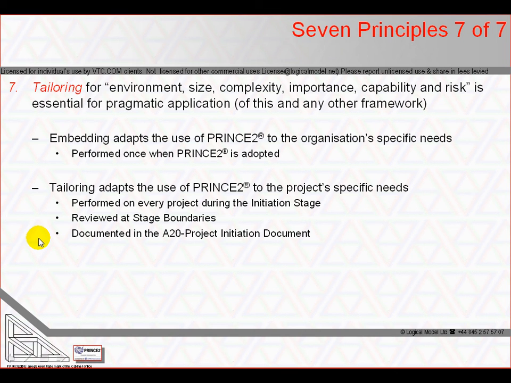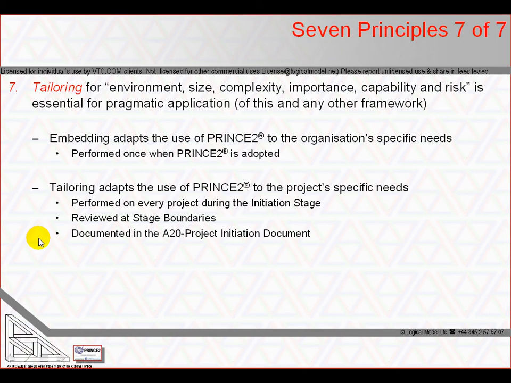Tailoring must balance frequency and formality of information flows. For example, do we use documents or just hold discussions? The review and decision-making processes. For example, are they via formalised meetings or not? With the cost of those controls and the project scale, complexity, importance, capability and risk.